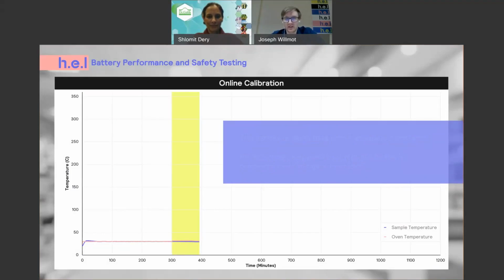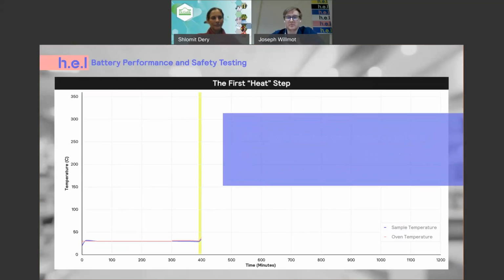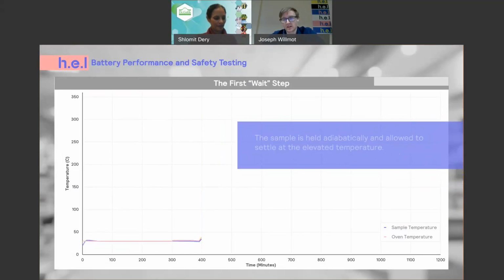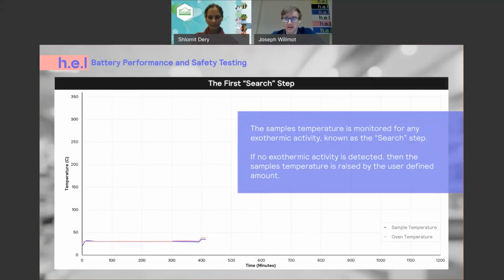We then will increase in temperature by a user-defined amount, which is the first heat step. So this is the heat part of the heat rate search. And the guard heat is advanced by a pre-calibrated amount to ensure that, again, the heat losses are being mitigated. The sample is then held adiabatically and allowed to settle at its elevated temperature, which is where we have the wait section of the plan name. So we allow it to all stabilize, again, get all into the same phase. And then we finally have a search step.